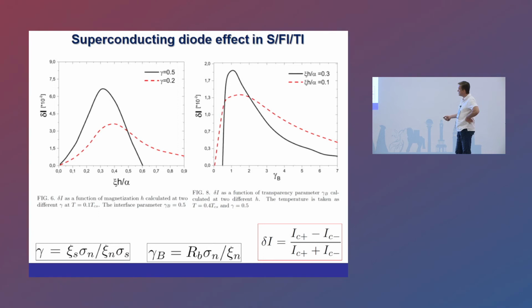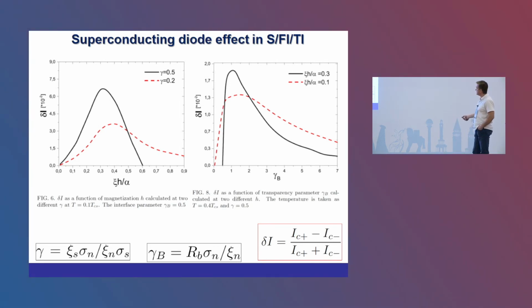So there is some exchange field where the diode effect can have a maximum. And this is the dependence on the gamma parameter, which means how strong the inverse proximity effect is. Actually, it is not plotted here. If we increase gamma more, it again decays. So there is some optimal gamma.